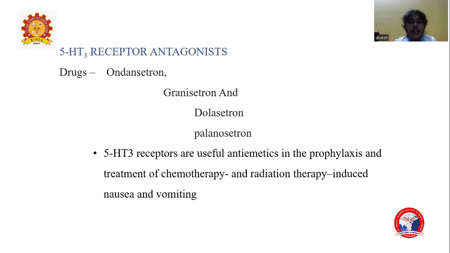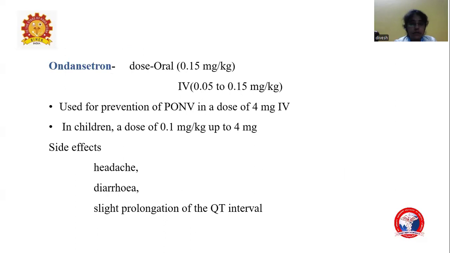The 5-HT3 receptor antagonists are useful antiemetics in the prophylaxis and treatment of chemotherapy and radiotherapy induced nausea and vomiting. The most common drug which we use daily is ondansetron. The dose of ondansetron is 0.15 mg per kg orally, and IV it is 0.05 to 0.15 mg per kg.